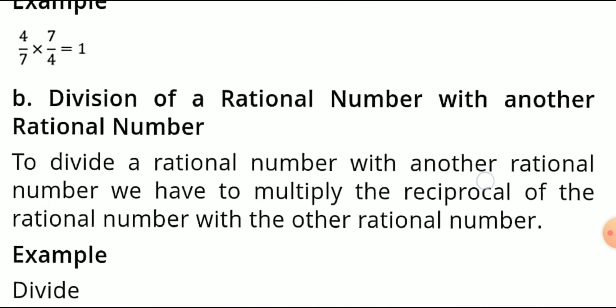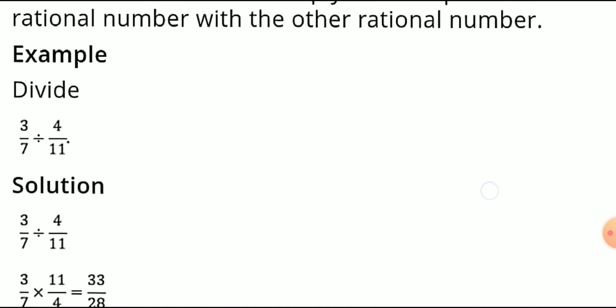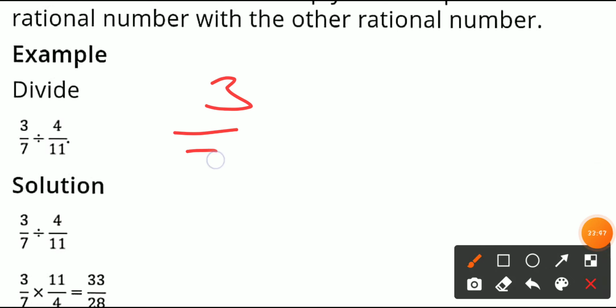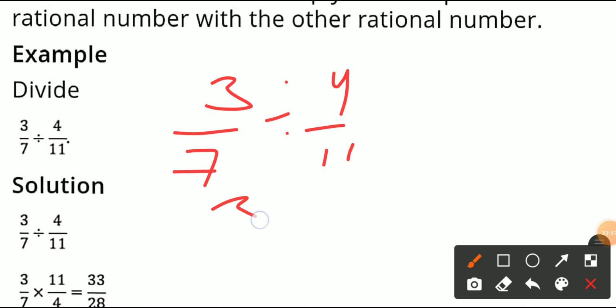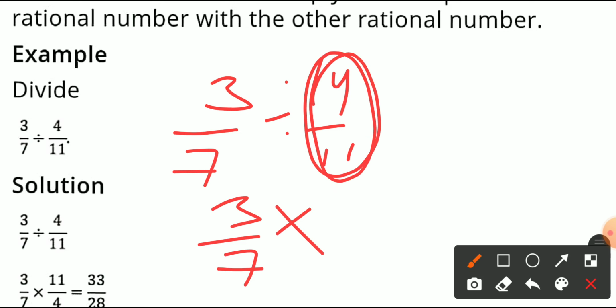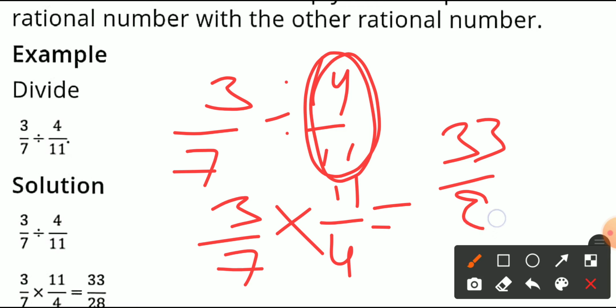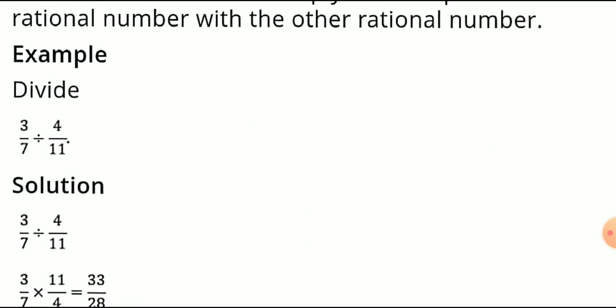So, division of a rational number by another rational number. In division, what you need to understand is, 3 upon 7 divided by 4 upon 11. In that condition, for the division, you will multiply by the reciprocal of this number. So you will get the multiplication form of this. Okay, so the answer is 33 upon 28.